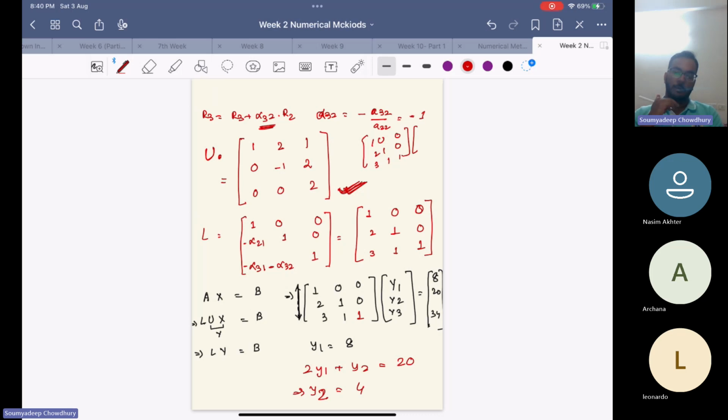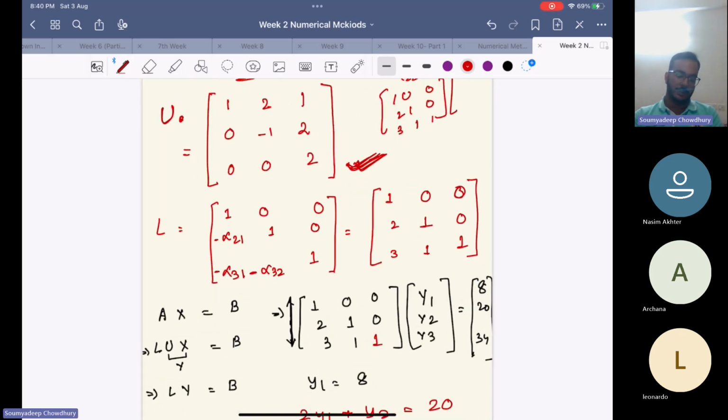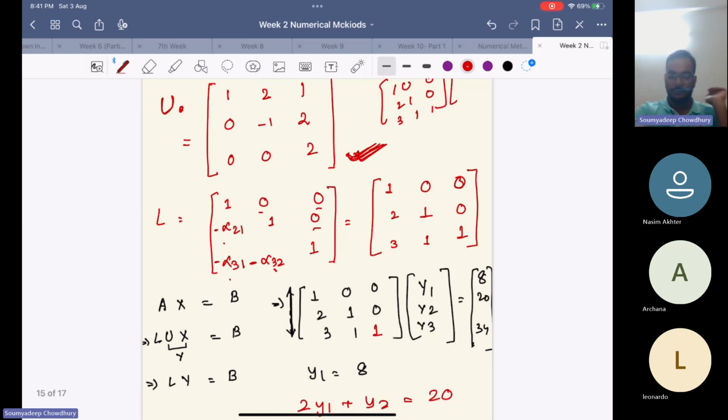Now how do you form the lower triangular matrix? The principal diagonal elements are 1. Above the principal diagonal, all elements are 0. And below that, these are non-zero. So this is minus alpha 2,1. This is minus alpha 3,1. And this is minus alpha 3,2. You get these coefficients from the Gauss elimination in the previous step. Just substitute those coefficient values and you will get your L matrix.